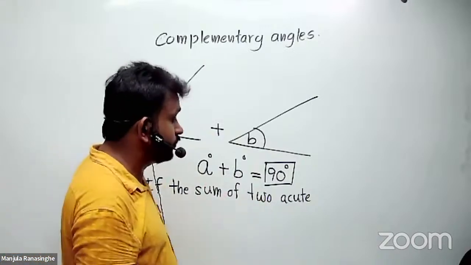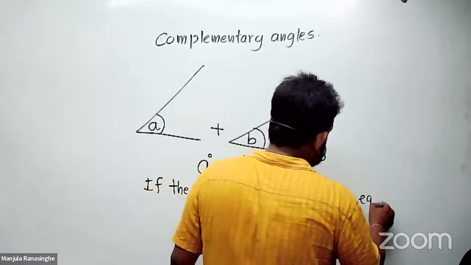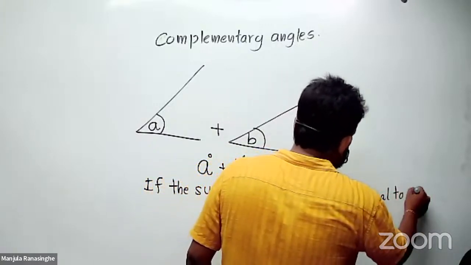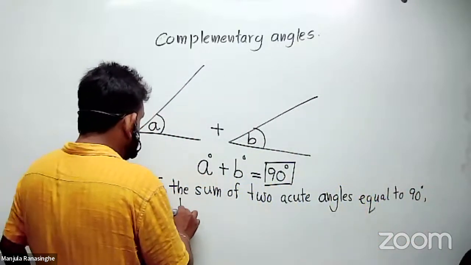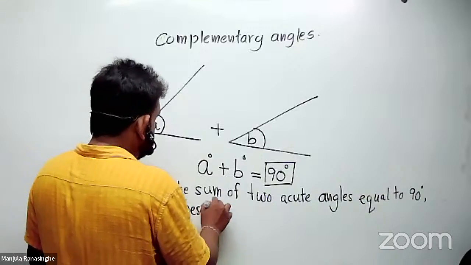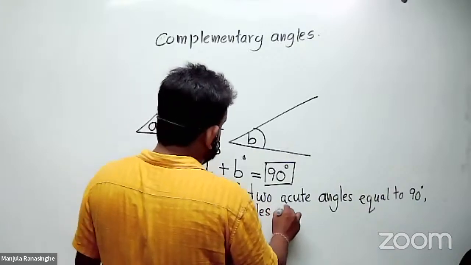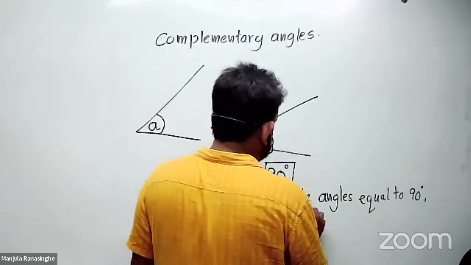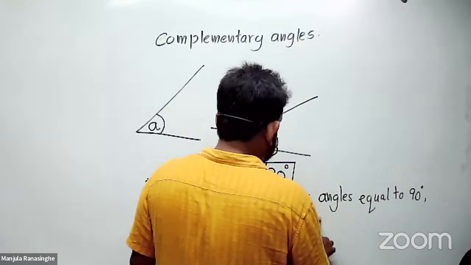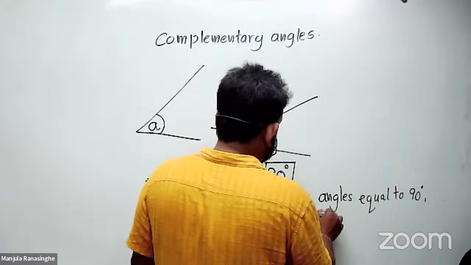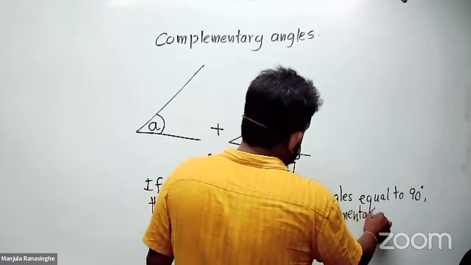If the sum of two acute angles is equal to 90 degrees, then these two angles are supplementary angles. Sorry, two angles are complementary. Sorry, I put the wrong wording. Complementary. I forgot the wording.